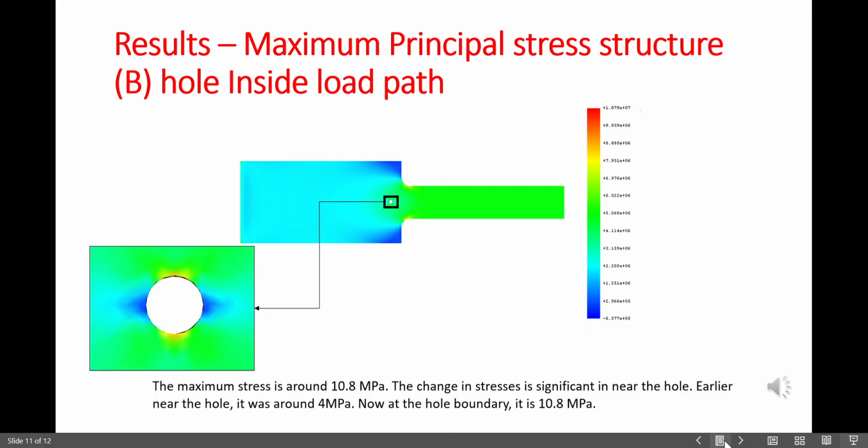Now, if you zoom into that region where we have placed the hole, the same region which without the hole had a stress somewhere around 4.5 megapascals is now having a stress somewhere around 10 megapascals, as you can see from the close-up plot given in the inset. So this shows that when we place stress raisers within the load path, it can greatly increase the stress because of stress concentration. The same thing, if you place outside the load path, it has minimal effect.